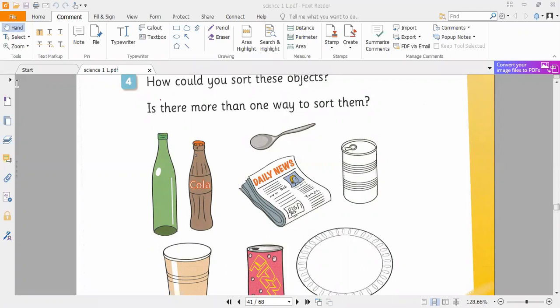The cola bottle is made of glass. So right here, glass. Then we have a spoon and a tin. Before moving on, we are going to write here plastic. What is made of plastic? First, write plastic and then match them. Okay, here it is made of plastic. The spoon is also made of plastic. You can write here plastic.